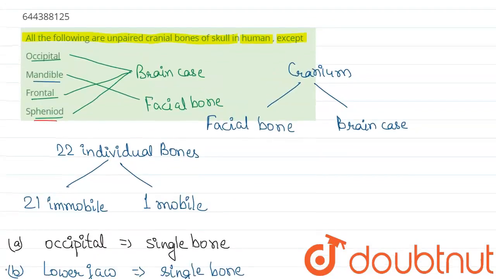Hence, we have the final answer: all of the following are unpaired cranial bones of the skull in human except the sphenoid.